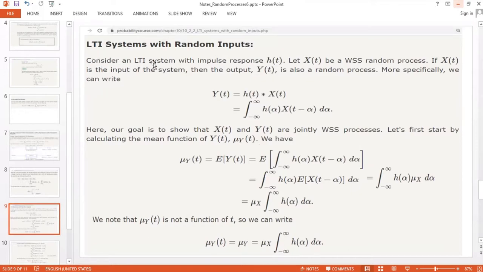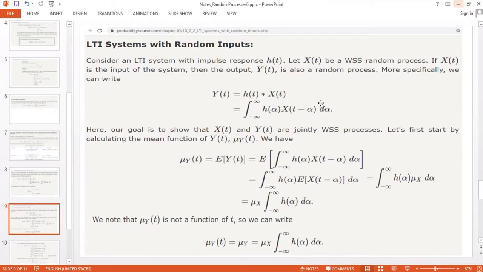So we consider a linear time invariant system with impulse response h(t), and x(t) is a wide sense stationary random process. h(t) is the impulse response of a linear time invariant system. If x(t) is the input to the system, then y(t), the output, is also a random process. More specifically, we can write it like this.